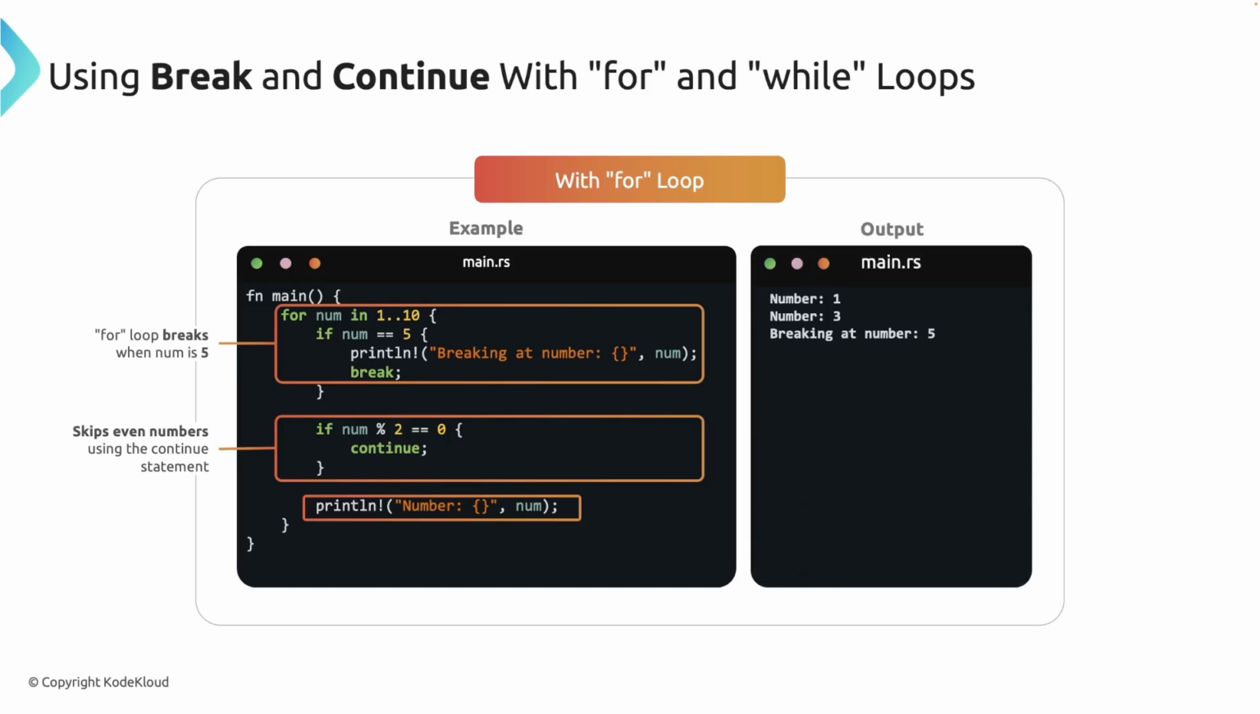Let's look at the output. So as we can see, it started with 1, printed it, skipped number 2 because it's an even number.